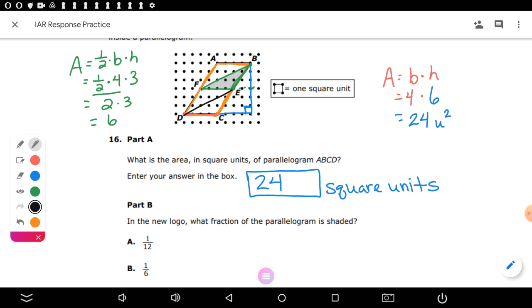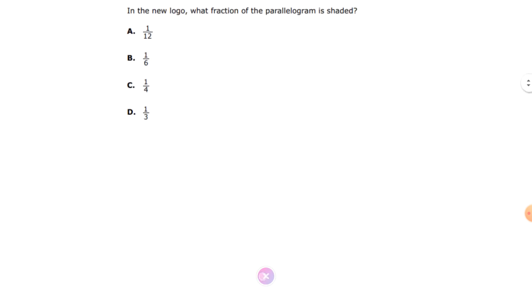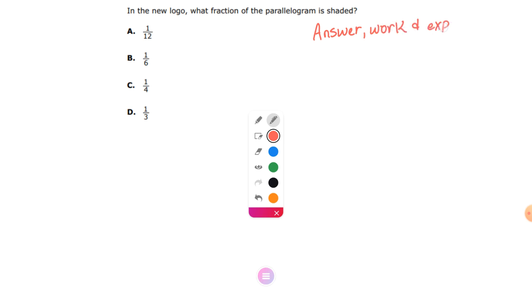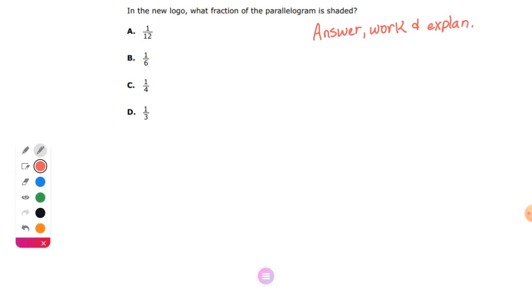Now again, this one wasn't an extended response. We're going to pretend it is just to practice it. The back problem says show your work and enter your answer, your work, and your explanation in the box provided. So over in the bottom corner, I want you to write answer, work, and explain. We'll shorten that: answer, the work, and the explanation.